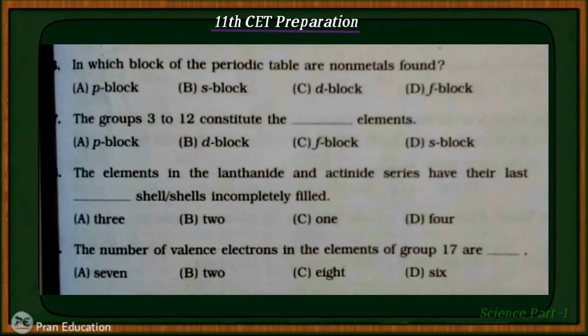Sixth, in which block of the periodic table are non-metals found? Options A, p block, B, s block, C, d block, and D, f block. The correct option is option A, p block. Eighth, the elements in the lanthanide and actinide series have their last dash shells incompletely filled. Options A, 3, B, 2, C, 1, and D, 4. The correct option is option A, 3. Ninth, the number of valence electrons in the elements of group 17 is dash. Options A, 7, B, 2, C, 8, and D, 6. The correct option is option A, 7.